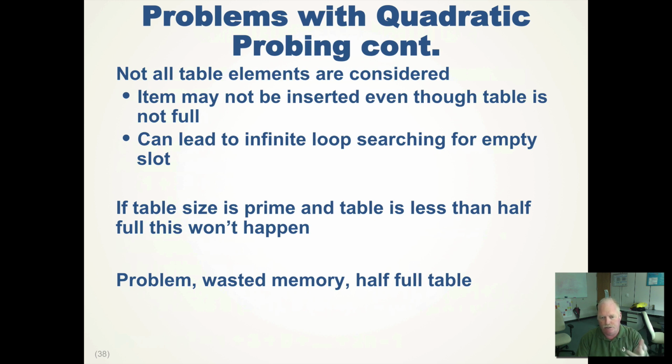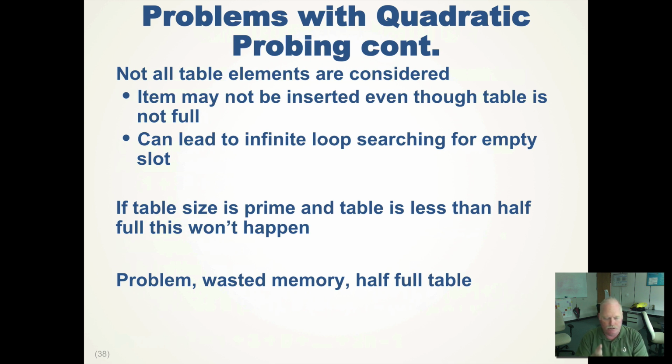If the table size is a prime and the table is less than half full, you won't have this infinite loop, because you're going to get something. But the problem with that is you can't have a load factor of greater than 0.5. You're half full. So that is an issue. I mean, you're wasting a bunch of space to guarantee that your quadratic probing won't cause infinite loops. But it does reduce the collision length of the clusters. So you have to make a choice of wasting space or not.